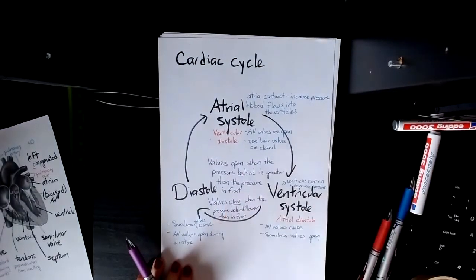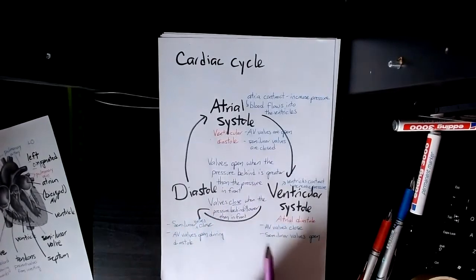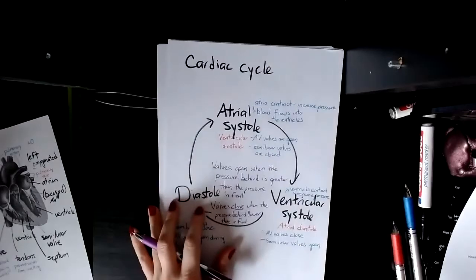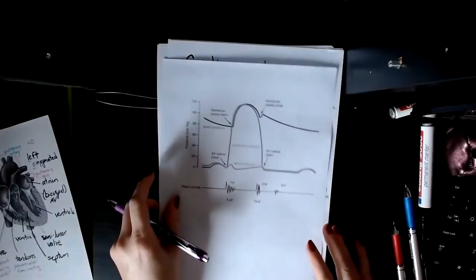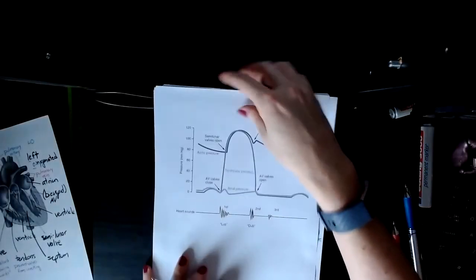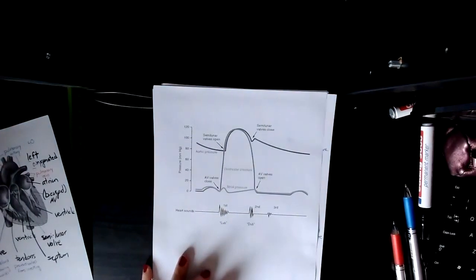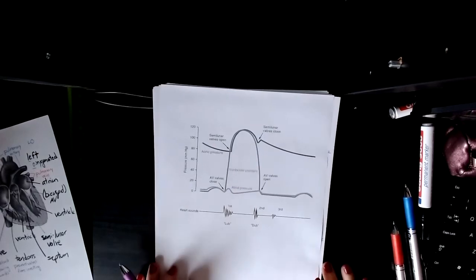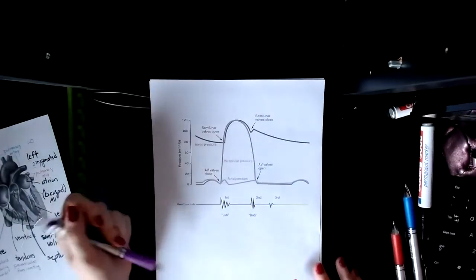Okay, so now I'm going to show you a cardiac cycle graph, and we're going to talk about applying this to the graph. All right, so here we go. Here is the graph, and this is a very typical one of what you could see. It's even got the sounds, the lub-dub that you hear when you're listening to somebody's heartbeat.